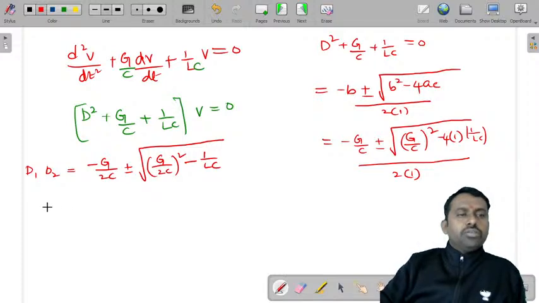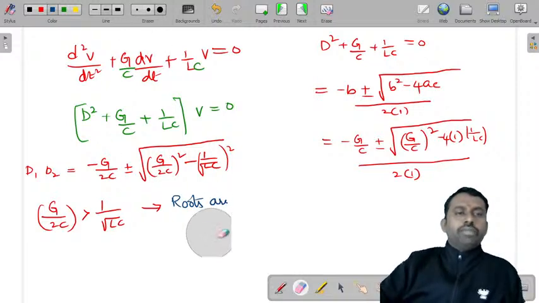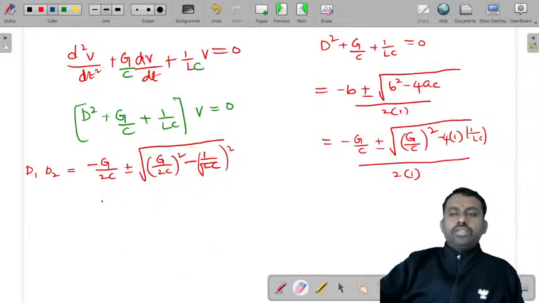And based on this also you will get G by 2C greater than 1 by root LC. You can also write it as 1 by root LC whole square is greater than this. Then what are the roots? Roots are real and equal. Roots are, write this in the next slide, better. So let's take this to the next slide.